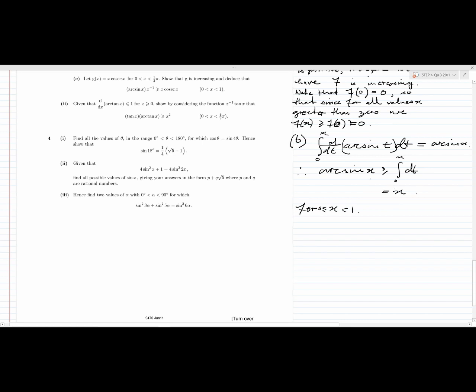So what we get is that the integral here will just be t evaluated between x and 0, so t evaluated at x and 0. But obviously t at 0 is 0, so we just get x. And that's exactly what we wanted to show.